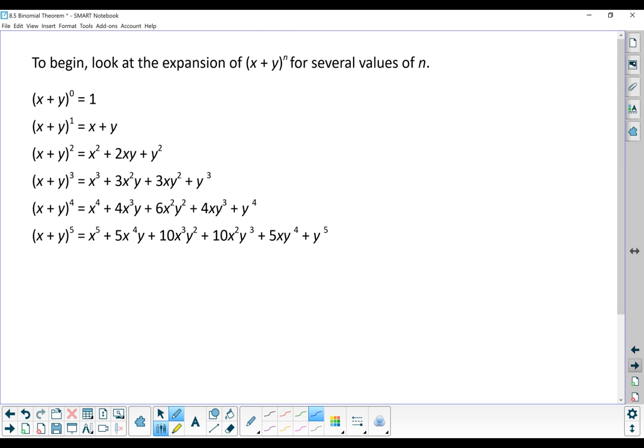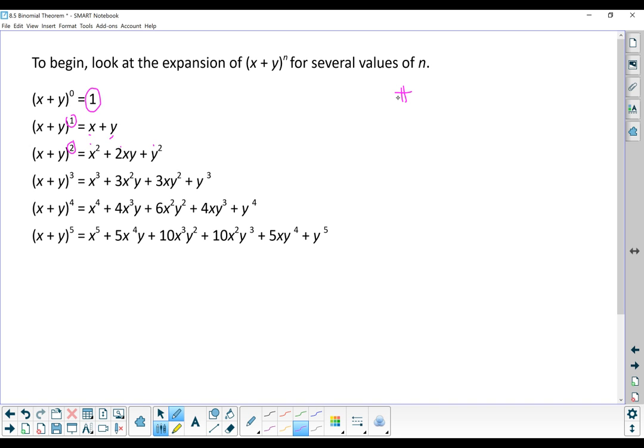So here are a few expansions just so you can see. These ones have already been multiplied together, starting with a 0 power all the way down to a 5th power. Things that you might observe when you look at this: the number of terms is 1 higher than the power. This has 1 term and it's power 0. This has 2 terms, and that was power 1. For power 2, you have 3 terms.